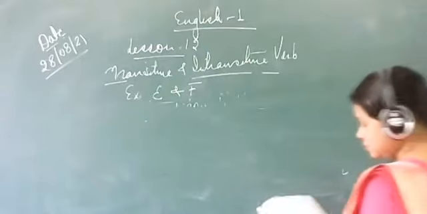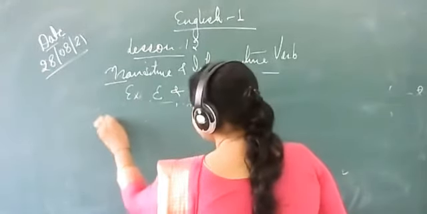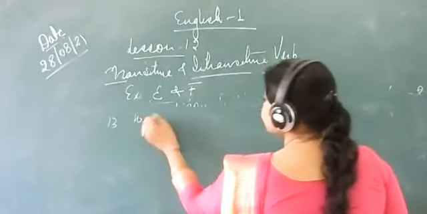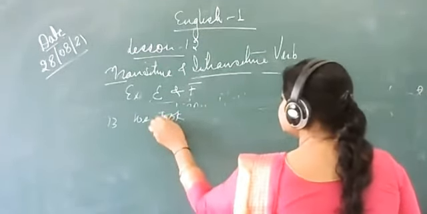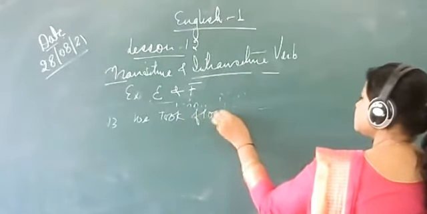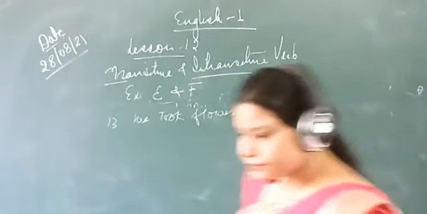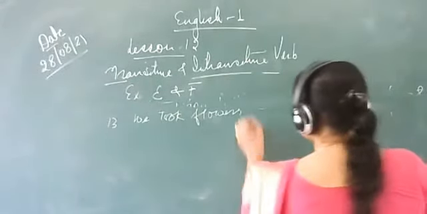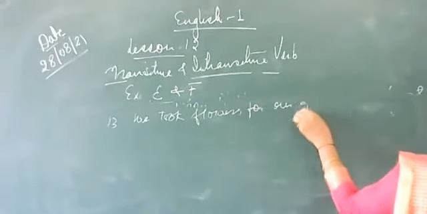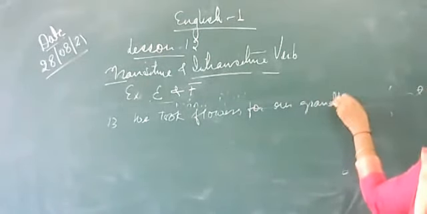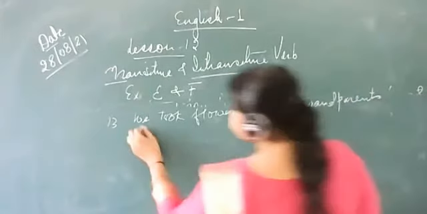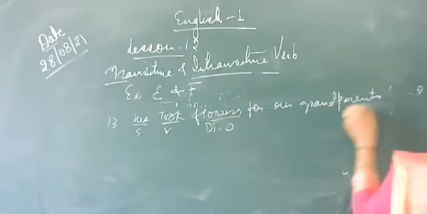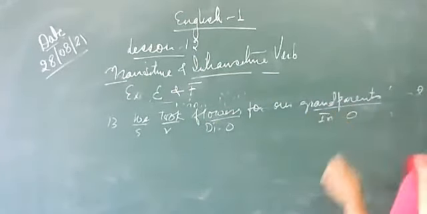Now 13 is we took flowers for our grandparents. We is subject, took is verb, flowers is direct object, grandparents is indirect object.